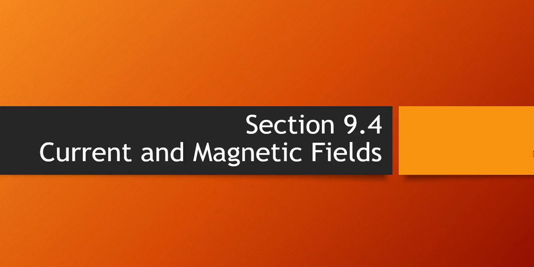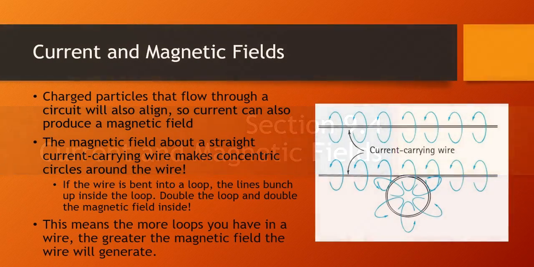Section 9.4, Current and Magnetic Fields. So magnetic domains occur inside of metals like iron, where all of the atoms align. When that happens, you have a large magnet.